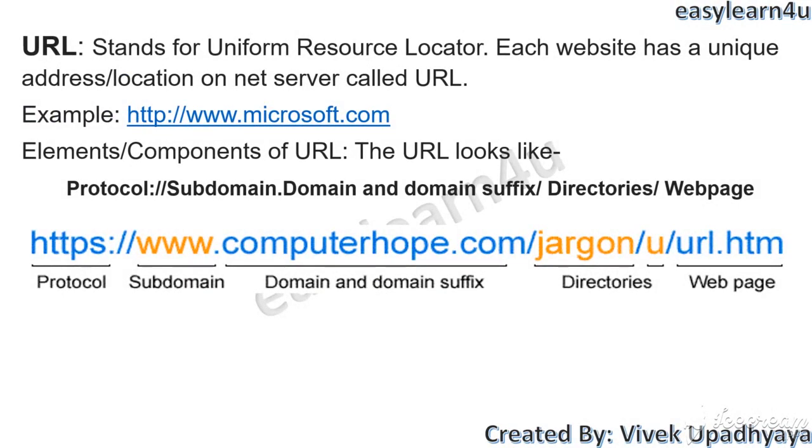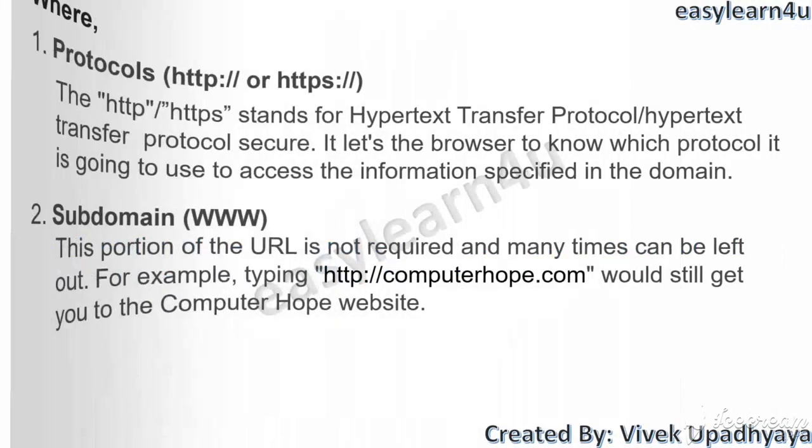Now URL. So URL stands for Uniform Resource Locator. Each website or web page has its unique address on the net server called URL. So the example of URL is simply http colon double slash www.microsoft.com. But if we look at its components, we have protocol, subdomain, domain and domain suffix, directories and web page. So have a look at each component.